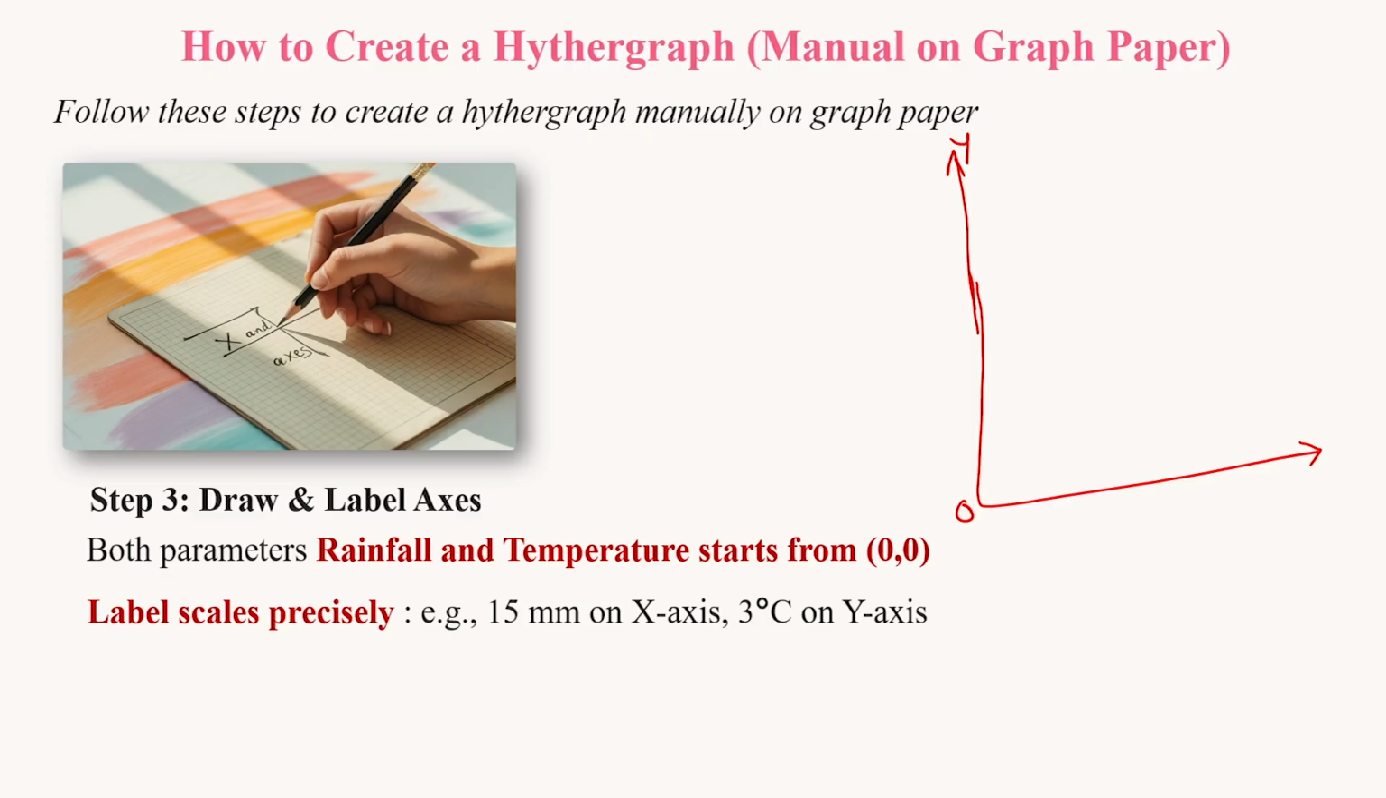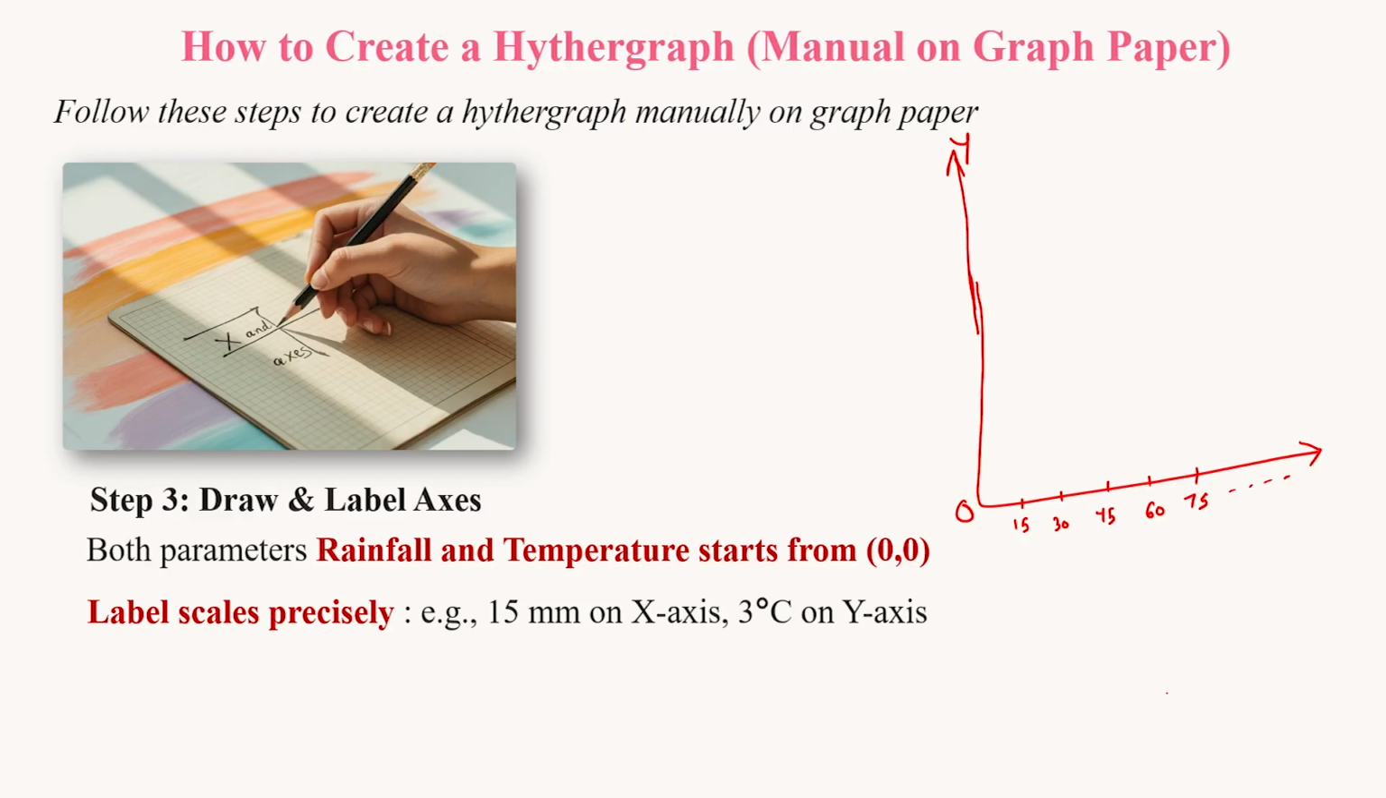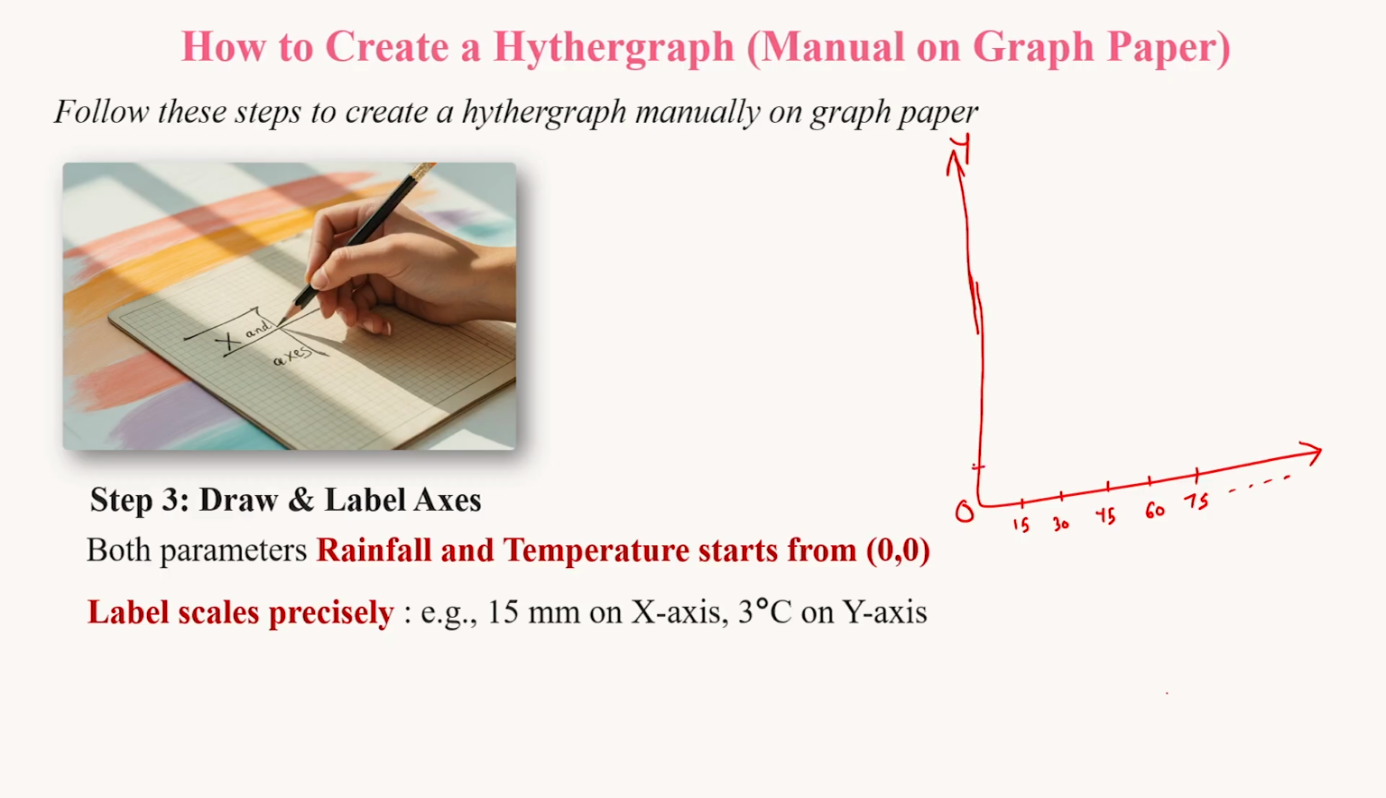Suppose we have a scale of 1 centimeter showing 15 mm on the x axis. So, we will label like this: 15, 30, 45, 60, 75, like that. And the same thing we will do on the y axis, where we choose a scale of 1 centimeter equal to 3 degrees Celsius. So, we will draw it on the y axis.